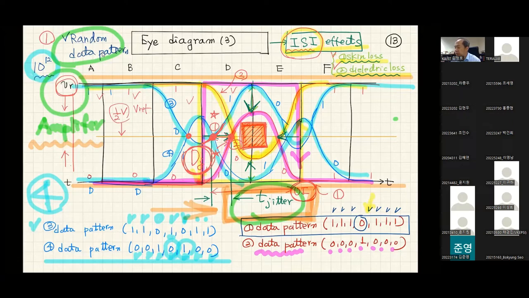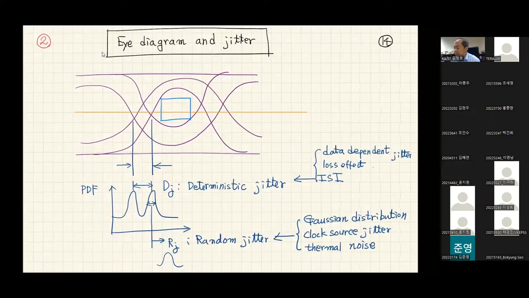Now I would like to move a little bit into this subject. Because of the worst case data patterns, two different types of data patterns, the timing window is reduced. When you are measuring the eye diagram, you usually see two distinctly different waveforms. Also from zero to high level, we have two different crossing points. That kind of separation, timing window separation, is called deterministic jitter.